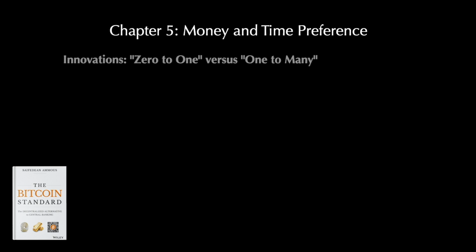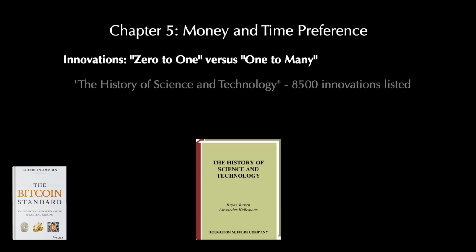Innovations: 0-to-1 versus 1-to-many. Sound money incentivizes investments in long-term and large projects. As a result, some of the most important innovations in human history occurred in the last half of the 19th century. In the book, The History of Science and Technology, the authors compile a list of over 8,500 of the most important inventions in science and technology, ranked per capita, meaning how many of these innovations happened per person, controlling for population growth. The analysis found that, while the total number of innovations rose in the 20th century, it actually fell as a proportion of the population.